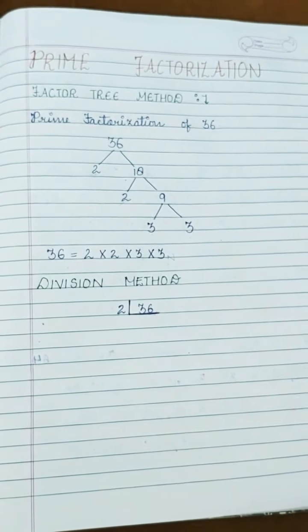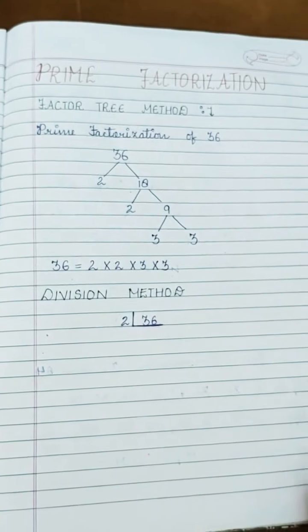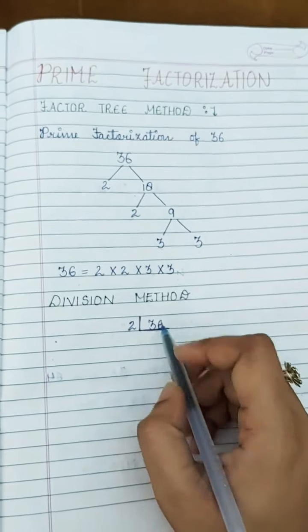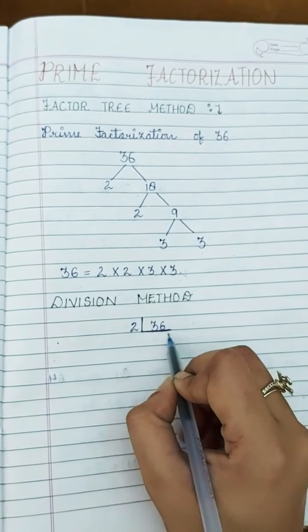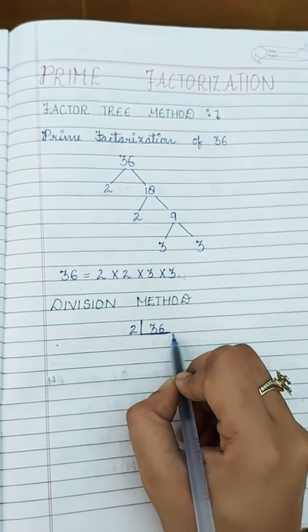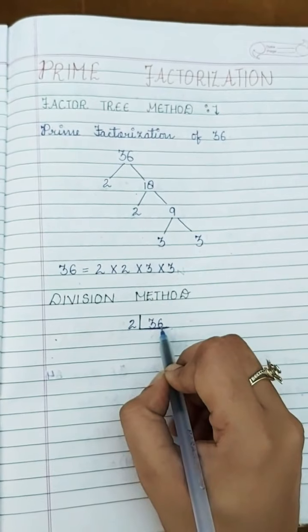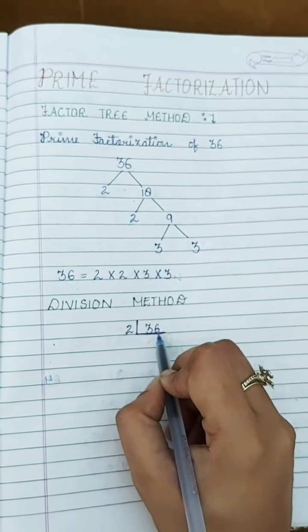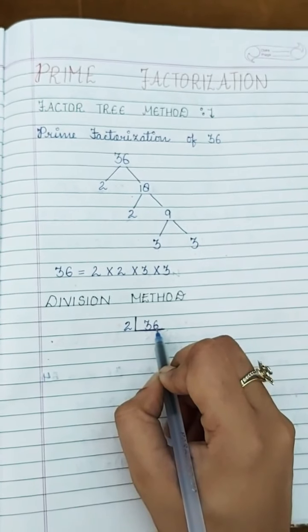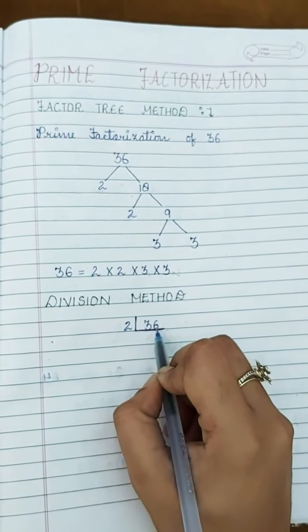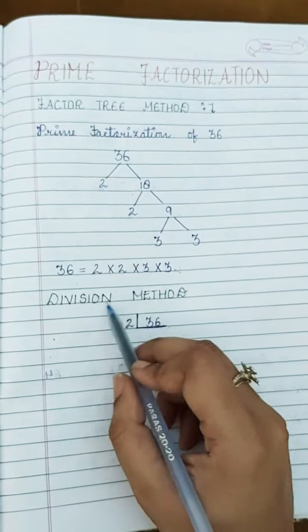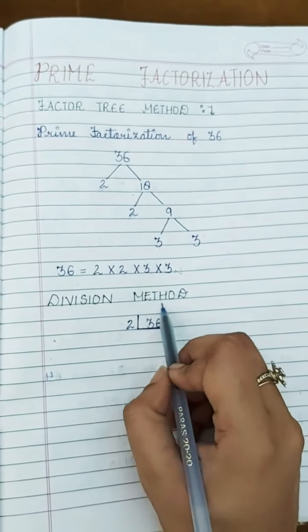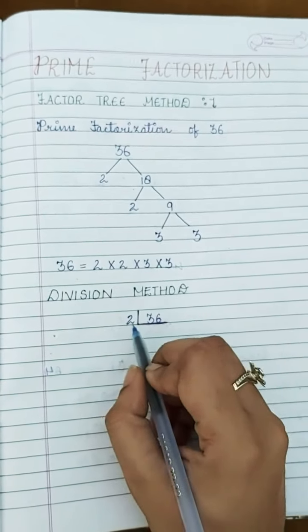Now see how, with the division method, we are going to do the prime factorization. I have written 36 and then I make an L shape. Now we are going to divide 36. Can we divide 36 by 2? Yes. This is a note, and it is very important: while doing the prime factorization in the division method, you will use only prime numbers.